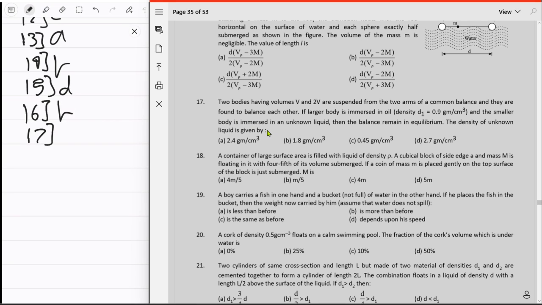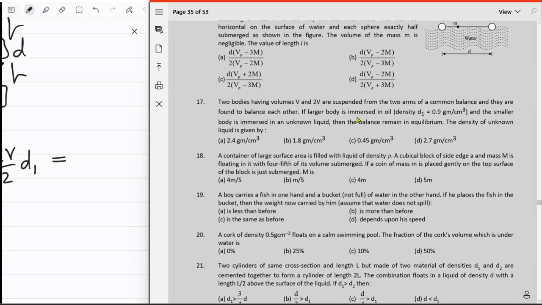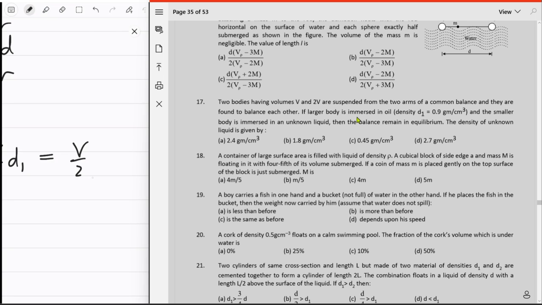I mean, that force must be the same as that force, right? That's all that matters. If the larger body is immersed in oil and the other body is immersed in the other liquid, the larger body is of course 2V, so 2V times the density D1 has to be equal to V times the other density. So when they say it's immersed, what exactly is happening? It's still the same thing: the buoyant forces must be equal, because how else will that happen?